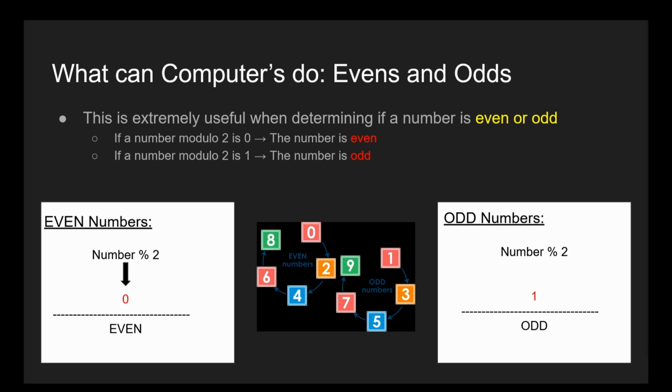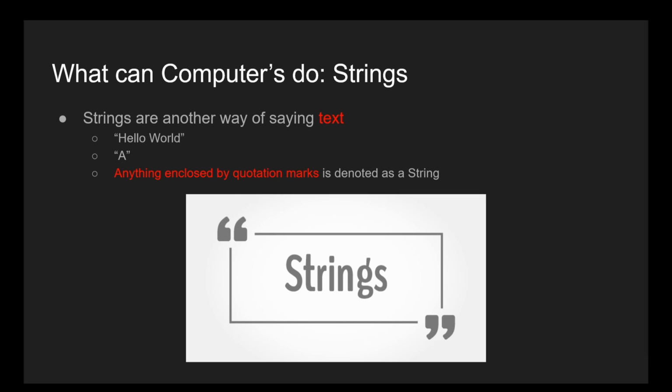Now our computer can work with numbers as well as strings. Strings, by the way, are another way to say text. For example, hello world is a string, the letter A is a string, anything enclosed by quotation marks is denoted as a string in a programming language. We'll cover more about strings in a bit when we talk about variables, but for now, let's continue.